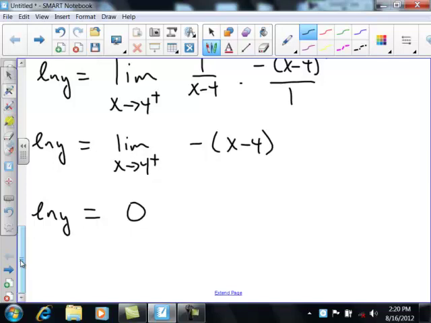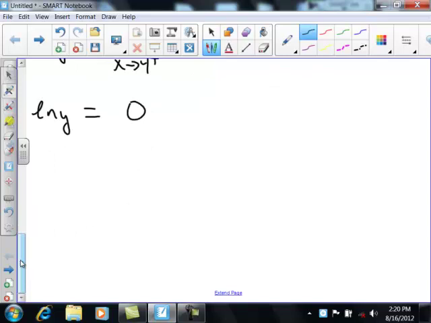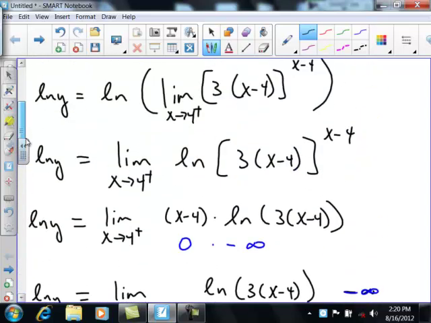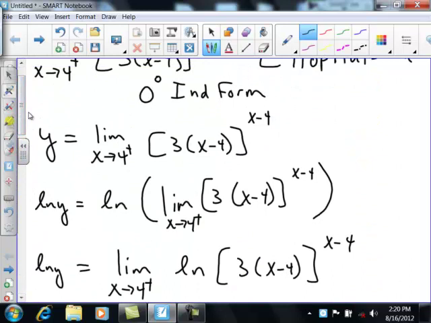So I get that the natural log of y is equal to 0. Now I'm still trying to solve for y, so I'm still not done. I still have to go back and figure out what y was to begin with. So if I use properties of logarithms and rewrite this, this says that y is equal to e to the 0, and that says that y is equal to 1. So there is my answer. If I go back up here where I started, I let y be the limit as x approaches 4 from the right of 3 times x minus 4, that raised to the x minus 4, and I found that that limit is 1 by doing all my work there.